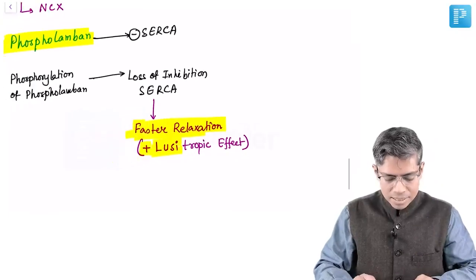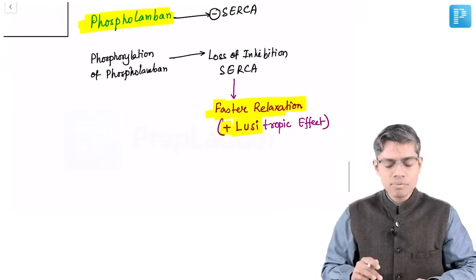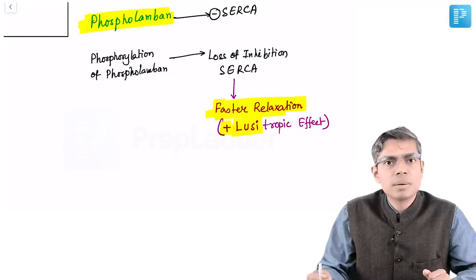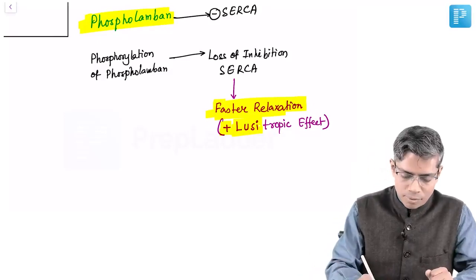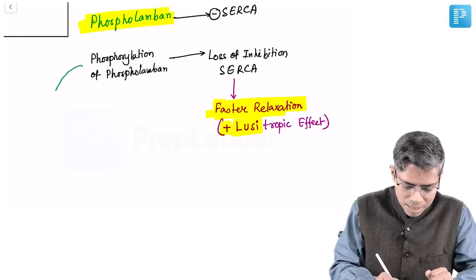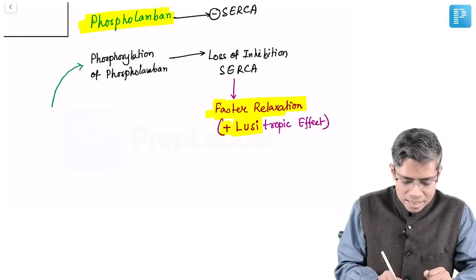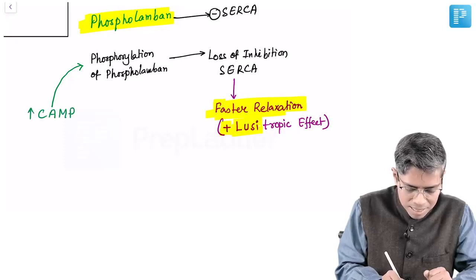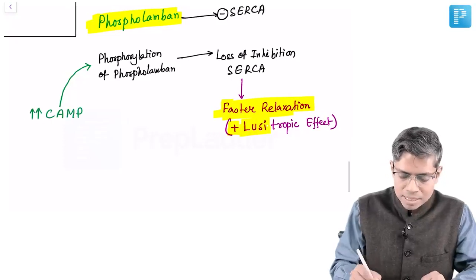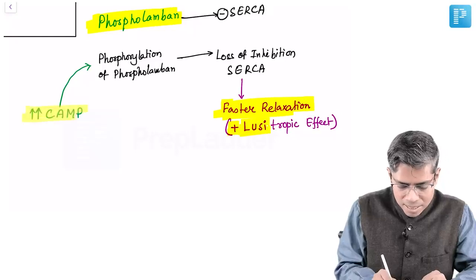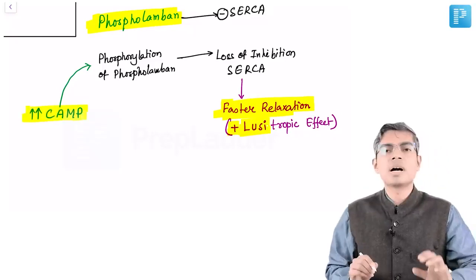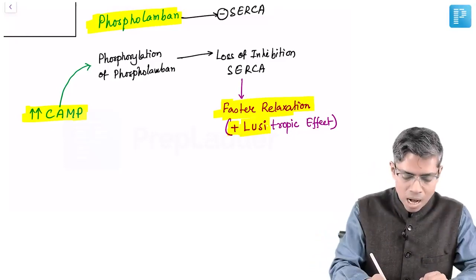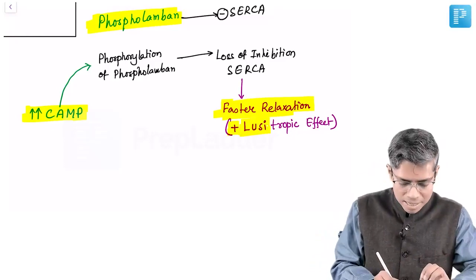How can it be done? It can be done by phosphorylation of phospholamban protein. But the question is, who is going to cause this phosphorylation of phospholamban protein, sir? Yes, the phosphorylation can be done by certain kinases, and those kinases can be stimulated by cyclic AMP. So by any means, if you can increase the cAMP concentration within the myocardium cell, then the relaxation of the myocardium will be faster.